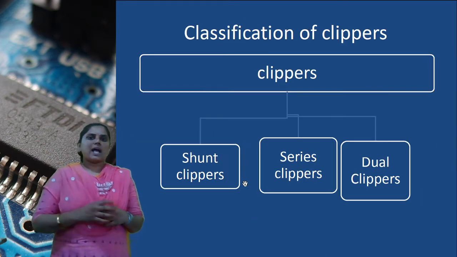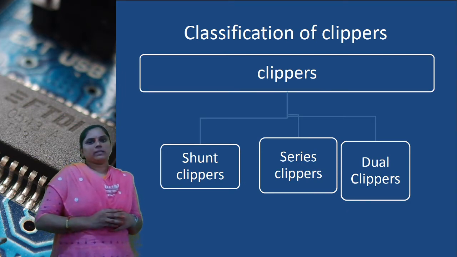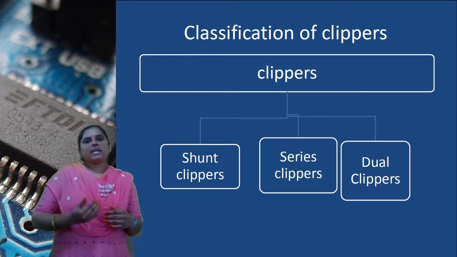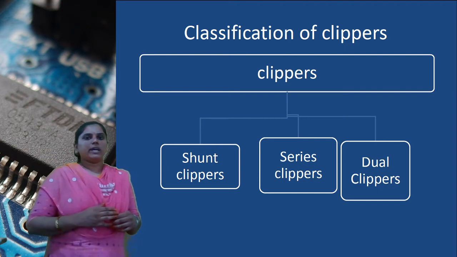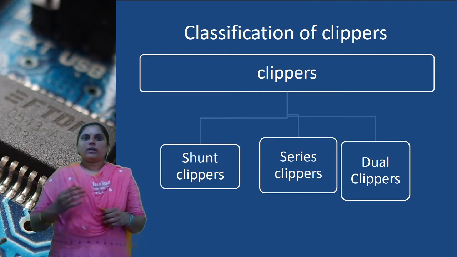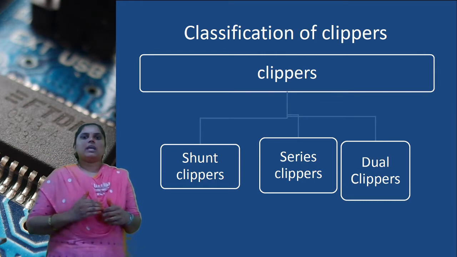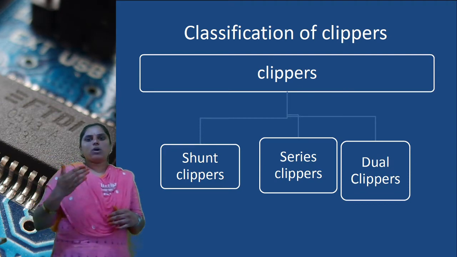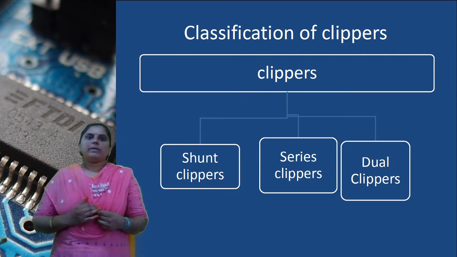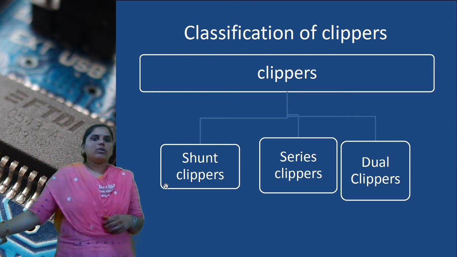Next is the classification of clippers. Clippers are classified into two types: shunt clippers and series clippers. Shunt clippers and series clippers are again classified into two types: positive clippers and negative clippers. One more classification is dual clippers. In dual clippers, we can eliminate both the positive half cycle part and the negative half cycle part. This is called a dual clipper. These are the classifications of clippers. Now we discuss shunt clippers.